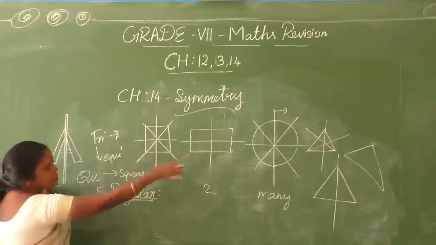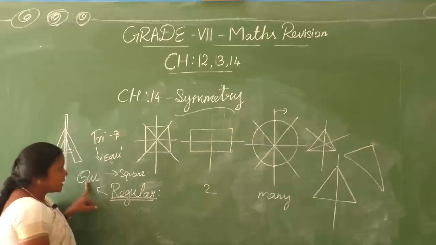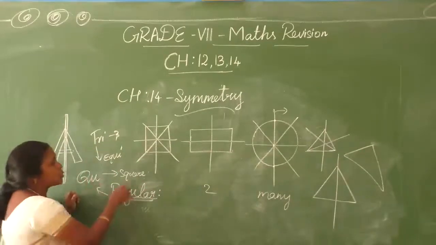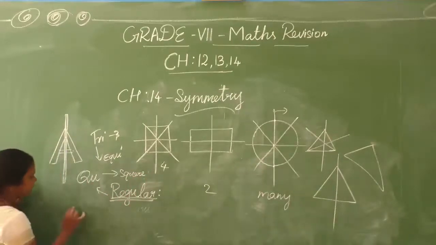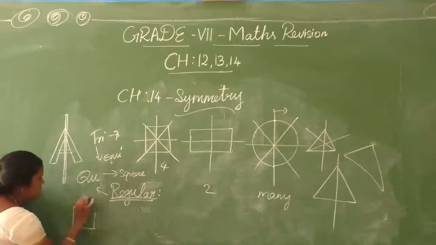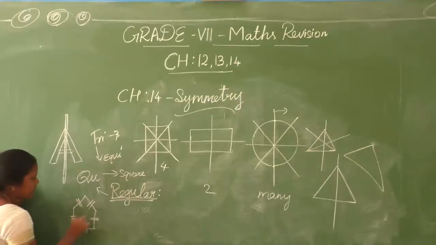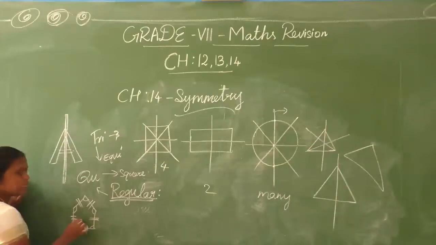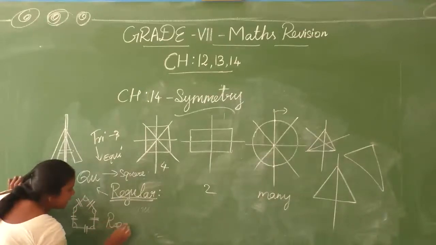So, just now I told you, an equilateral triangle has three lines of symmetry. In the quadrilateral category, the regular polygon is the square. A square has four lines of symmetry. Like that, pentagon, five sides. If the figure is regular, meaning all the sides and all the angles are equal, that figure is called a regular polygon. Here it has five sides, so it is called a pentagon. Regular pentagon.